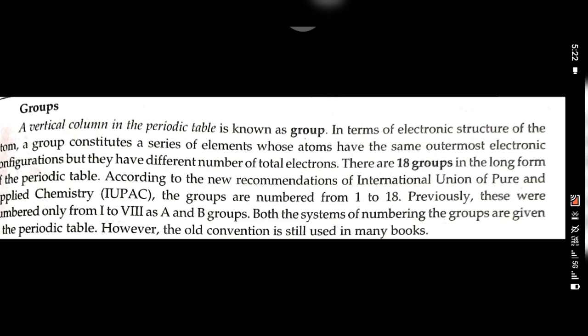According to the new recommendations of the International Union of Pure and Applied Chemistry, that is IUPAC, the groups are numbered from 1 to 18. Previously, these were numbered only from 1 to 8 as A and B groups. Both the systems of numbering the groups are given in the periodic table. However, the old convention is still used in many books.